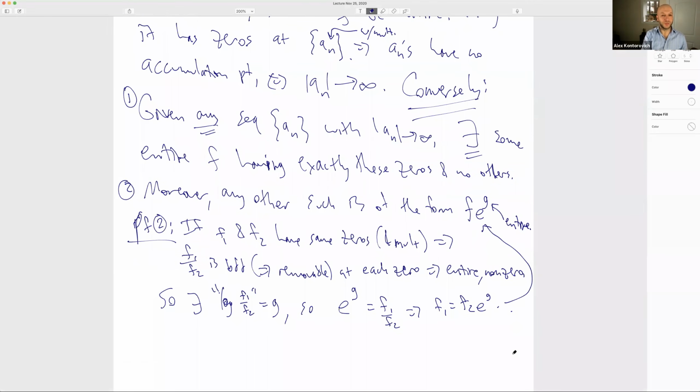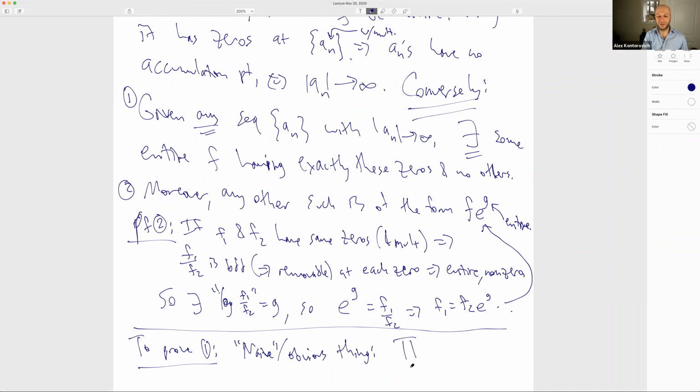Okay, so we have to prove the first one. How do we do this? The obvious, naive thing to do is exactly what we did with the sine function. Take the product over all n. Some of these are going to be 0, and for those you put a z to the multiplicity. And then let's put 1 minus z over a_n.